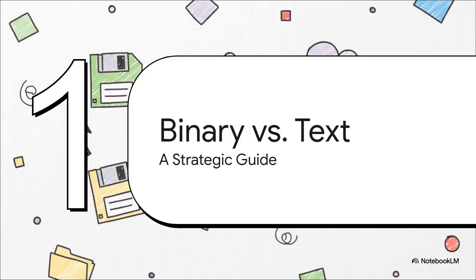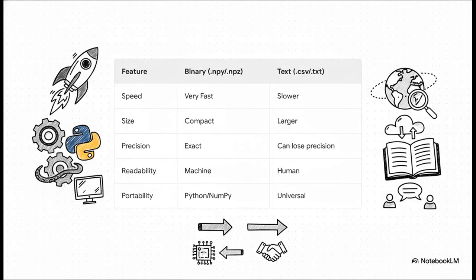We have the fast and precise binary path, and we have the universal human-readable text path. Now, let's put them side by side to make it super clear when you should choose one over the other. This table really lays it all out. When it comes to speed, size, and precision, binary formats win, hands down. It's not even a fair fight. But on the flip side, text files are the undisputed champions of human readability and portability. You can open a CSV file in pretty much any software on the planet.